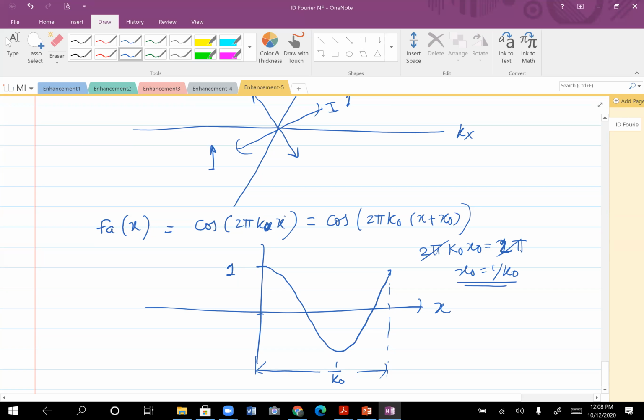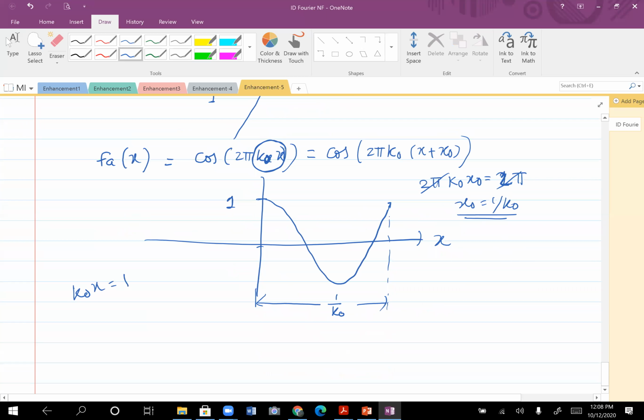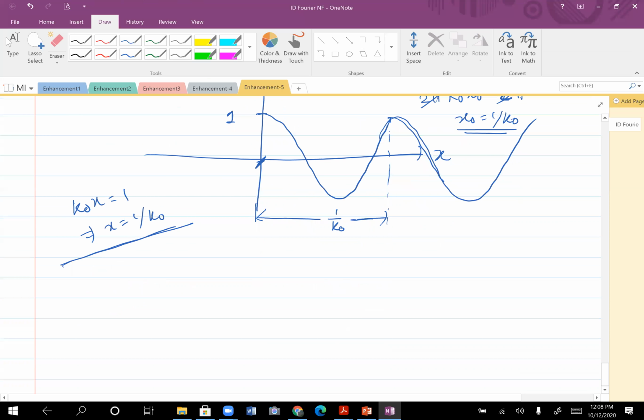Or an even simpler way is this: k naught into x should be 1. After that, this would repeat. So k naught into x equal to 1 implies your x is equal to 1 by k naught. Initially, it is 0. This would repeat when this again becomes 1. That's all I am looking at. So x is equal to 1 by k naught. From that onwards, that would repeat again. Is that clear so far? This is again nothing new we discussed here, just the same thing you already know.